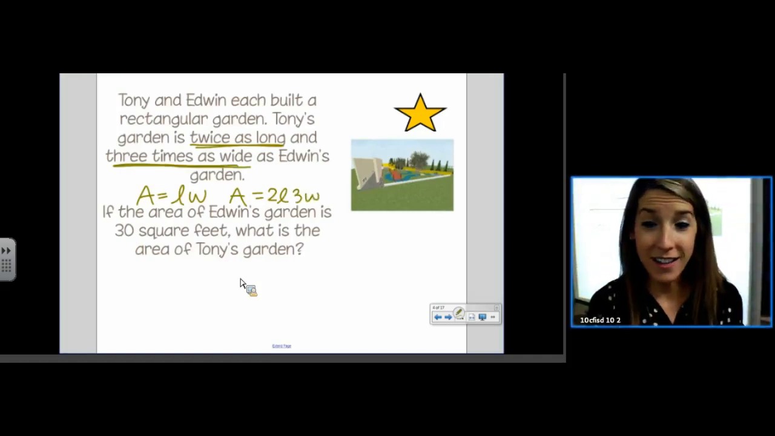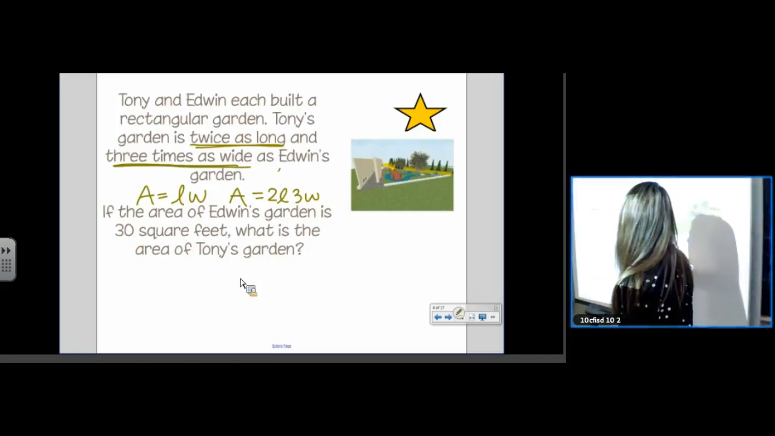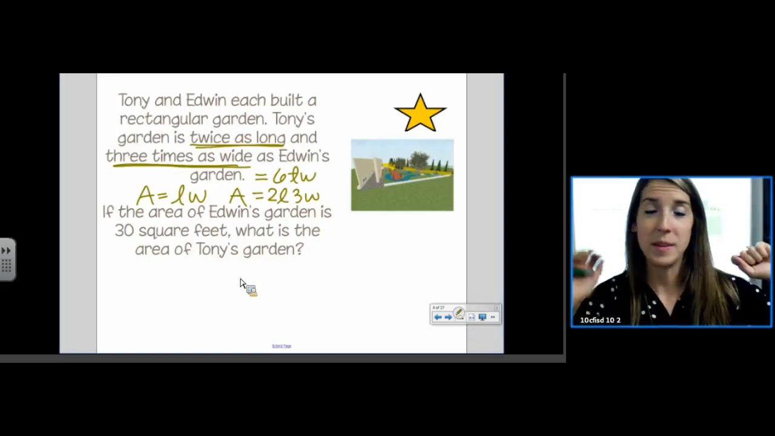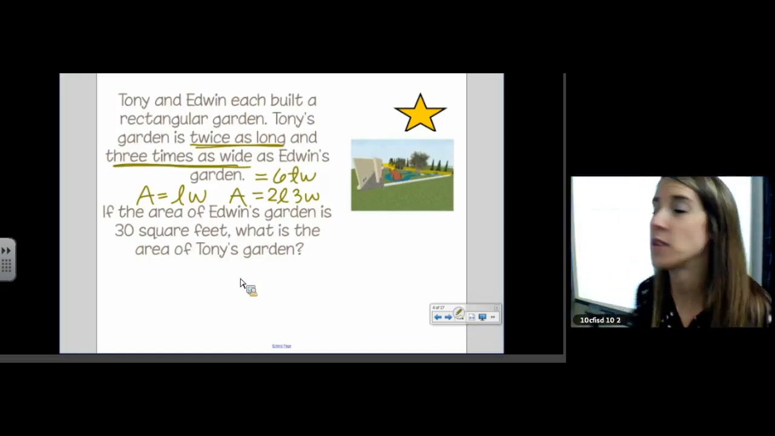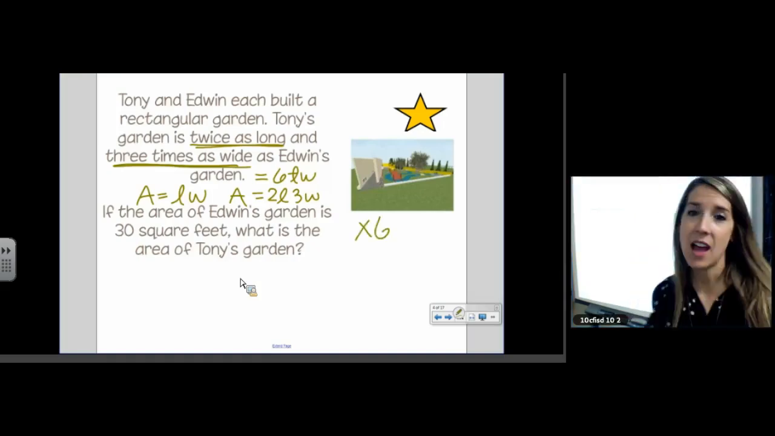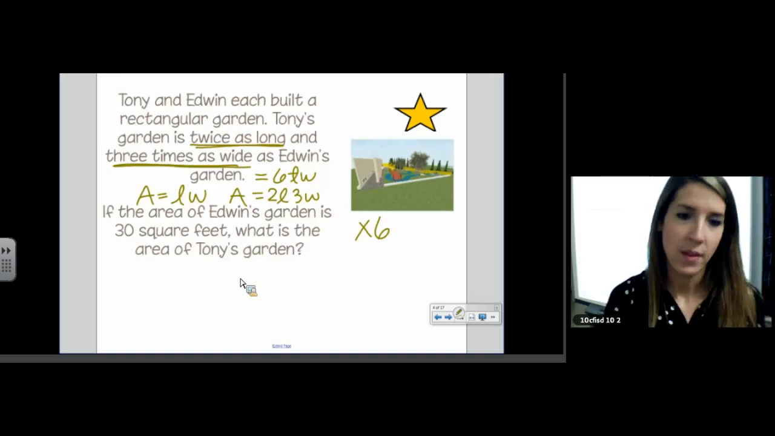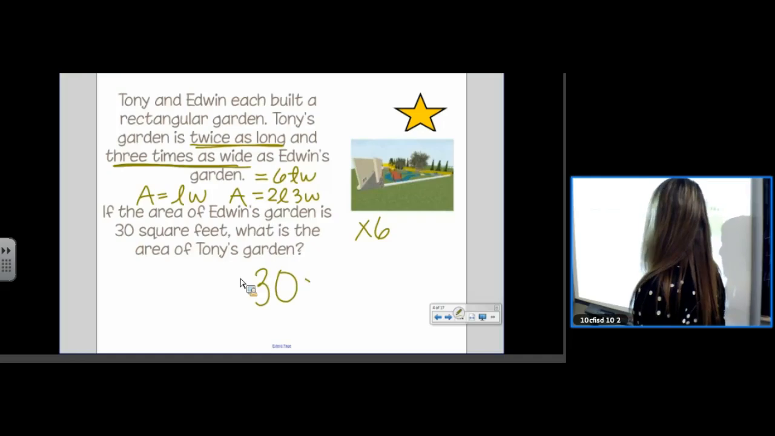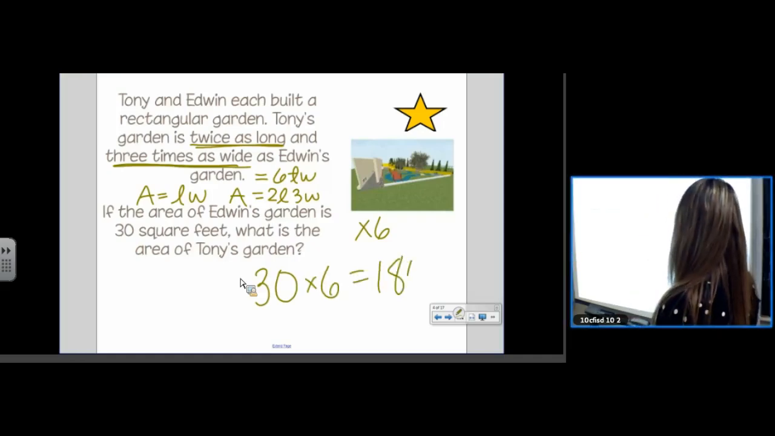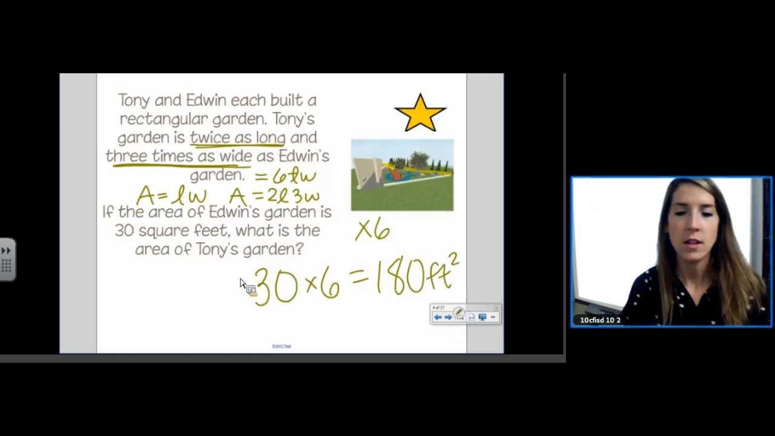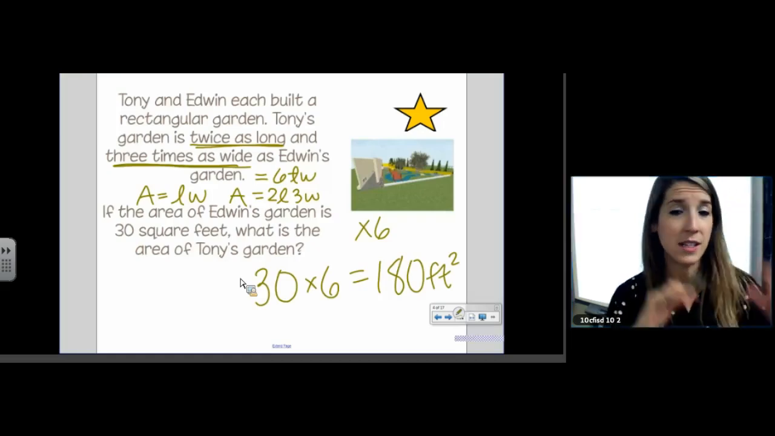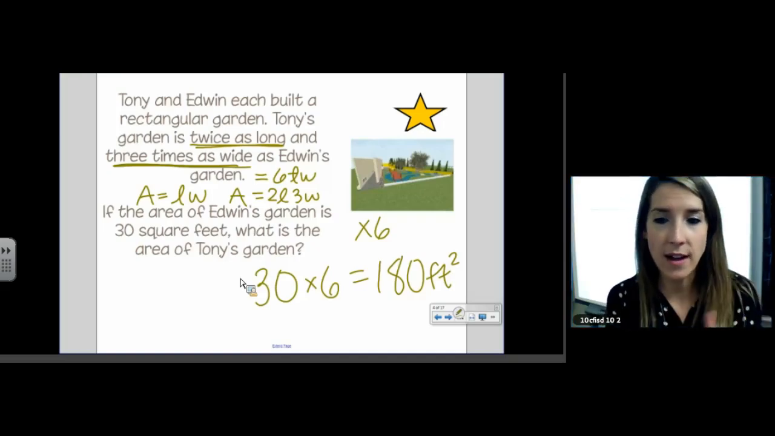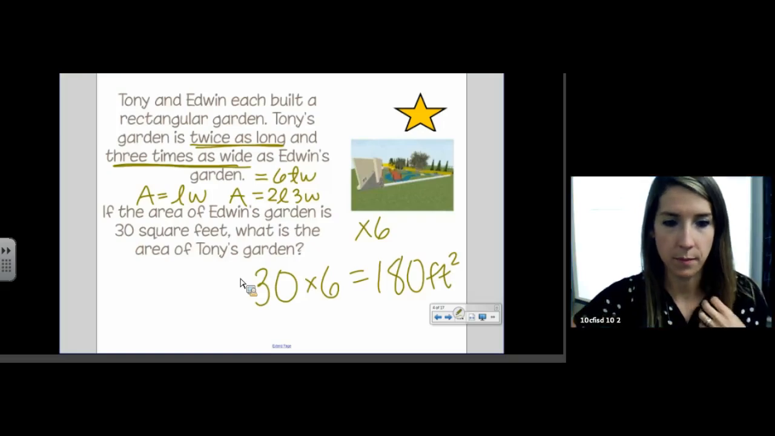The area of the other garden is 6LW. So one of the gardens is length times width. One of them is 6 length times width. So the area of the other garden is 6 times more. 2 times 3. So you take the area of Edwin's garden, you multiply it times 6, and then you have the area of Tony's garden. It's called non-proportional dimension change. So it's not the 1D, 2D, 3D thing. It's, let me manipulate the formula and find out what happened to the area using the area formula.